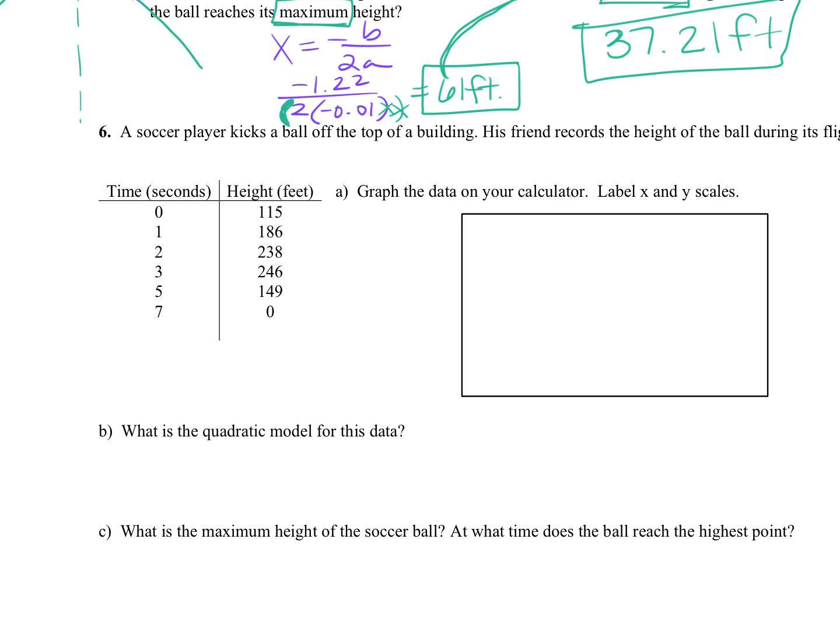So we're doing y equals negative 14.25 x squared plus 81.27 times x plus 120.86. Okay, so that's your quadratic model.